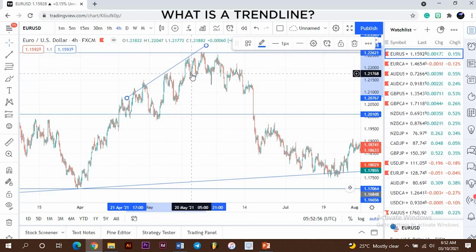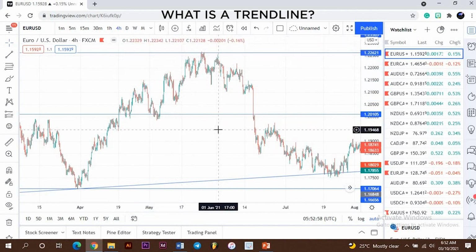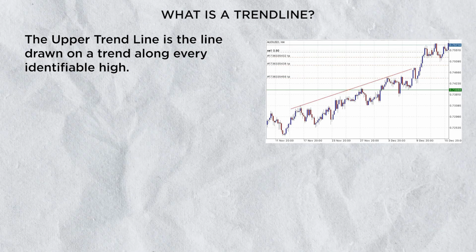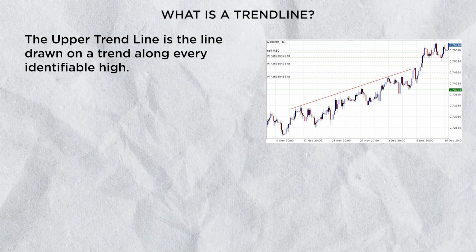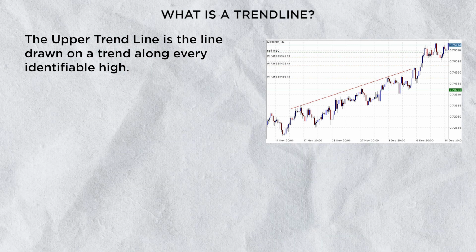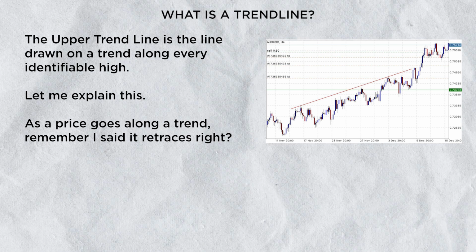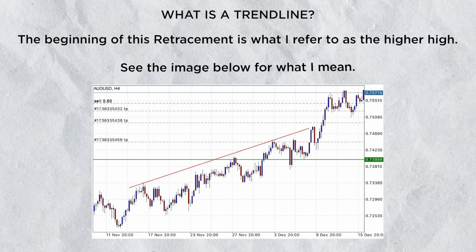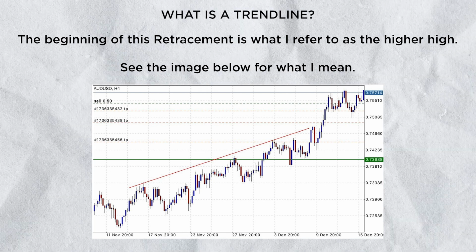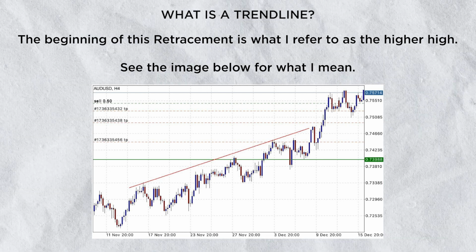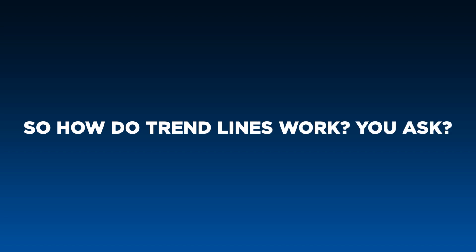So in case I'm talking about higher highs, lower lows and lower highs, the upper trend line is the line drawn on a trend along every identifiable high. Let me explain this. As a price goes along a trend, remember I said it retraces, right? The beginning of this retracement is what I refer to as the higher high. See the image below for what I mean. So how do trend lines work?